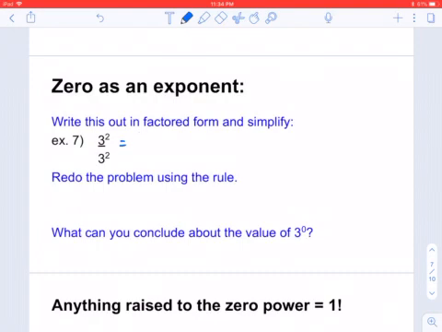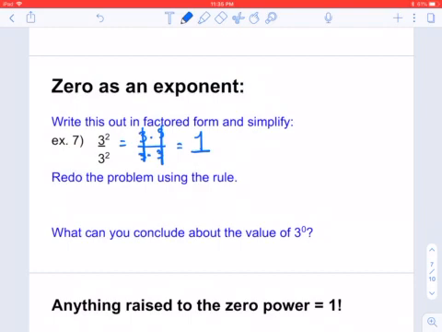So we have 3 to the 2nd, that's 3 times 3 over 3 to the 2nd, 3 times 3. Doing what we were doing earlier, every time we have a number over itself, we can go ahead and cancel it and it becomes 1. Well, we have a second pair of 3's right here that cancel, becomes 1. So now you have 1 times 1. The whole thing just makes 1.